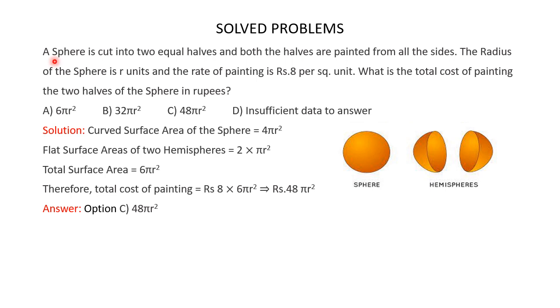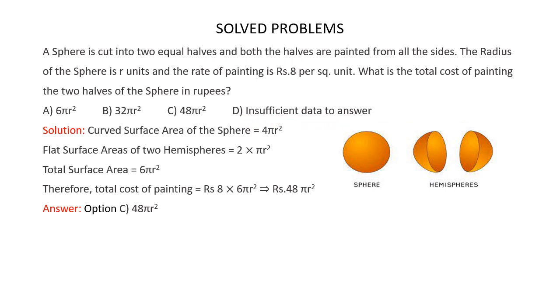A sphere is cut into two equal halves and both the halves are painted from all the sides. The radius of the sphere is r units and the rate of painting is rupees 8 per square unit. What is the total cost of painting the two halves of the sphere in rupees? Here you are given 4 options and you have to find out which of these options is the correct one.